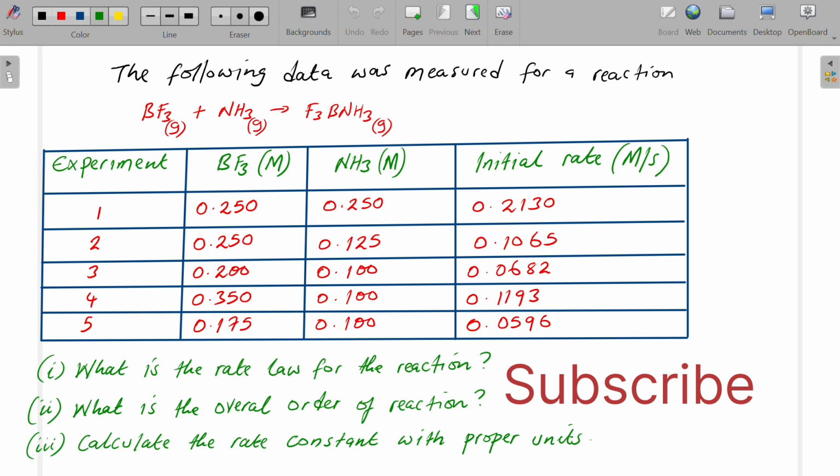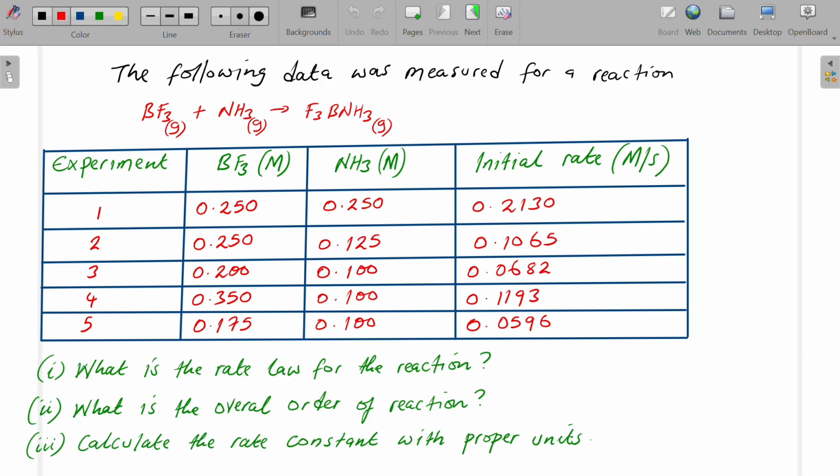So the first question is saying, what is the rate law for the reaction? Then we have what is the overall order of reaction? And the last one is saying, calculate the rate constant with proper units. So let's go ahead and see how we can find our answers. Let's start with the first one. What is the rate law for the reaction?